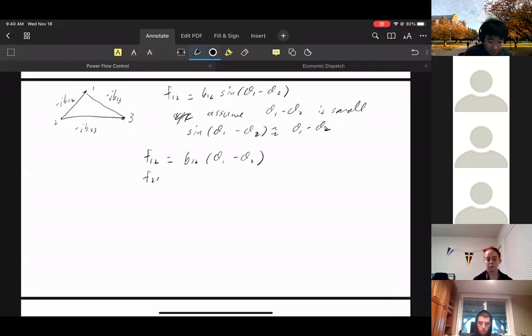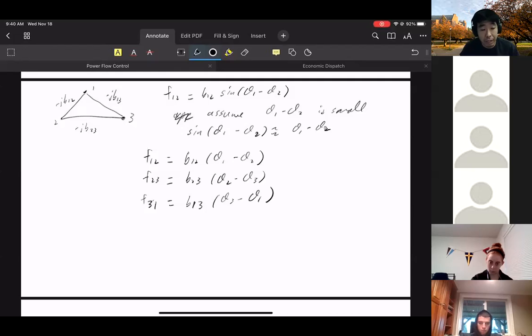And similarly, F23 is B23 (theta 2 minus theta 3). F31 is B13 (theta 3 minus theta 1). Once we assume the angles are small, we get this sort of linear power flow equations. These are the so-called DC power flow equations.